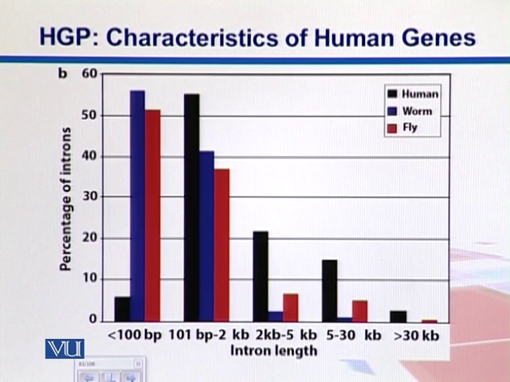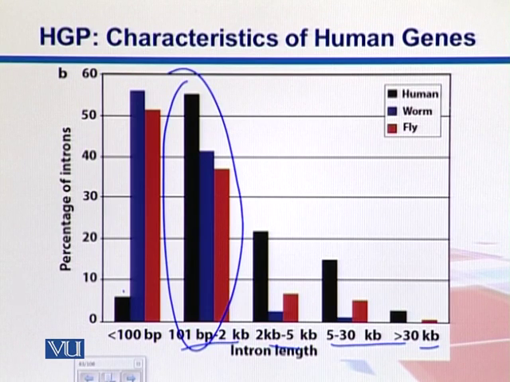Here is again the percentage of introns, by intron length. There are different length categories: 100 base pairs, then 100 base pairs to 2 kb, then 2 to 4 kb and so on. The humans, represented by the black bars, are lower here. Mostly the human introns are in this group, around 101 base pairs to 2 kb in length. So mainly we have the longer introns in humans.